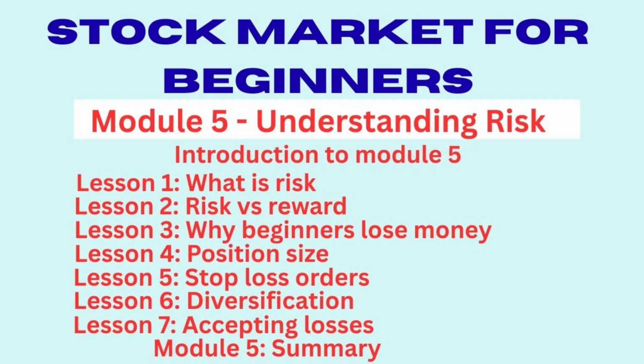Lesson 2. Risk versus reward. Every trade has two sides. How much you might gain. How much you might lose. This is called risk versus reward. For example, if you risk $50 to try to make $150, your reward is 3 times your risk. That is a 3-to-1 ratio. Good traders look for trades where the reward is bigger than the risk. But remember, even good trades can lose. That is normal. The key is keeping losses small and letting wins grow.